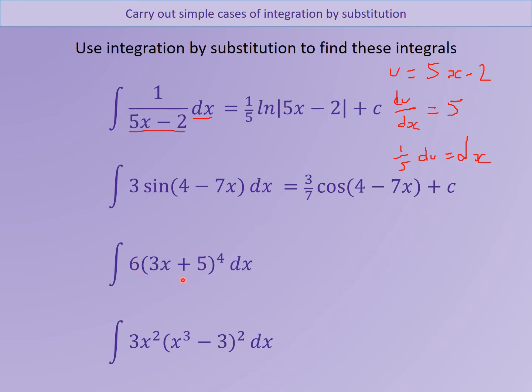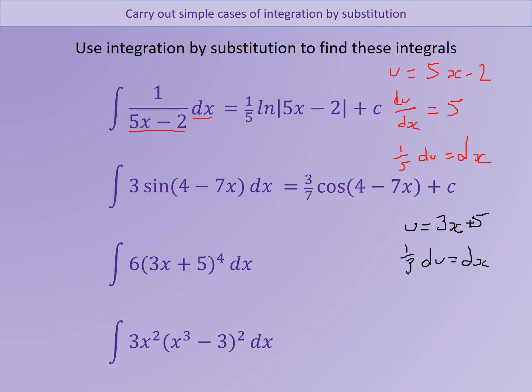Okay, try this one yourself. Again, pause if you want a quick go. Right, let's see how you did then. So in this one, I'm thinking that u equals 3x plus 5. So when I do a bit of rearranging, I'm going to get du over dx equals 3. So I get a 1/3 du equals dx. That's what I'm going to end up with.